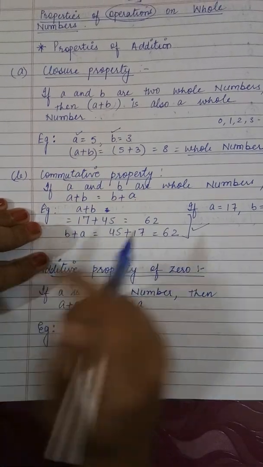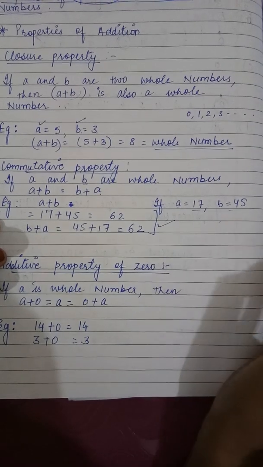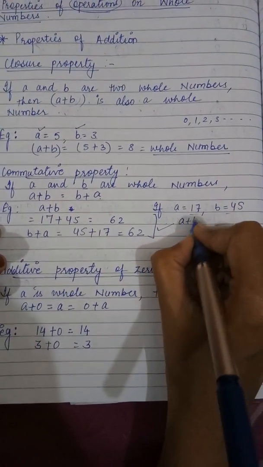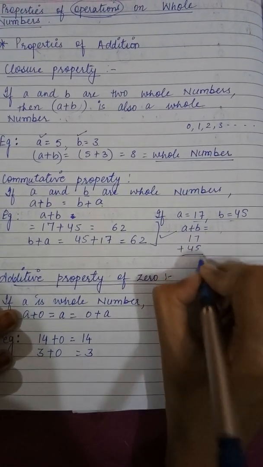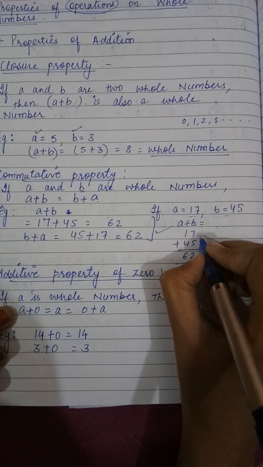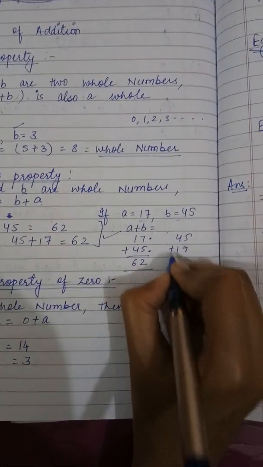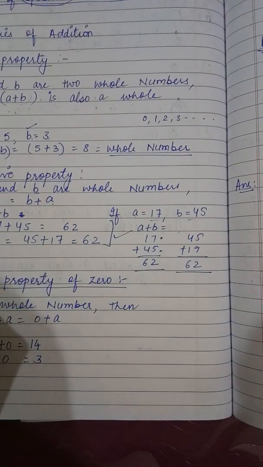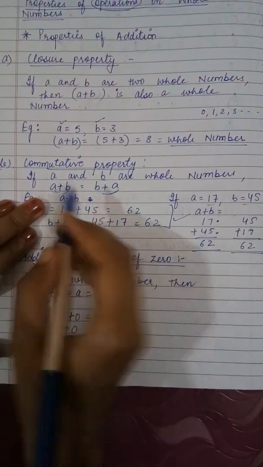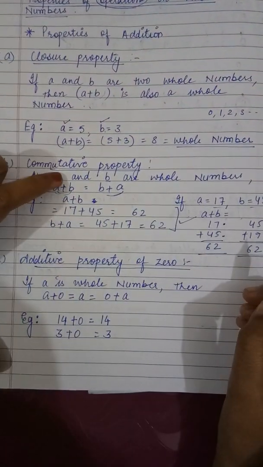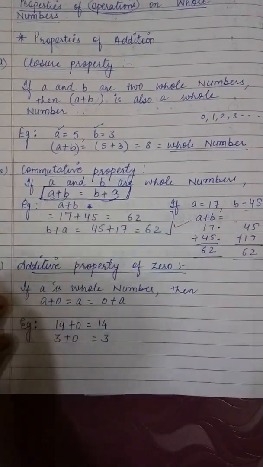For example, let us take A 17 and B 45. Now these two are whole numbers. If I am going to add A plus B, let me add A plus B. 17 plus 45, what it will give me? 62. Let me interchange the position of these two, 45 up and 17 down, and then I am going to add. Still the answer will be same. So commutative means even if I am going to commute their position, or I am going to interchange their positions, the total is going to remain same. So this is the commutative property.